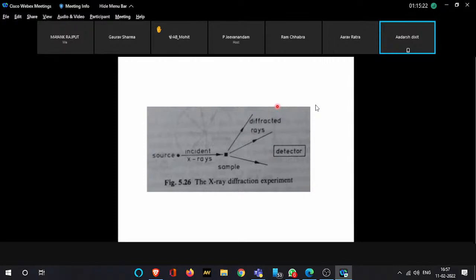Okay. Yes, some partially correct, but I want a little better answer. There can be inelastic scattering also, but diffraction... Very good. Yes, go ahead. The scattering can be in all the directions, but diffraction is like fixed in one direction. Very close to what I expected as the answer.